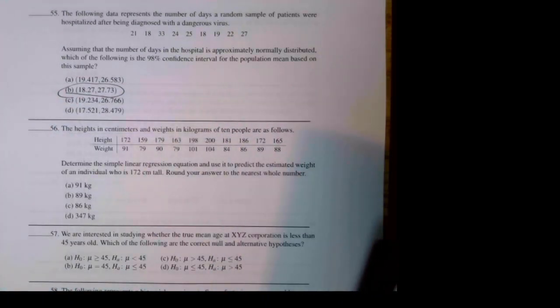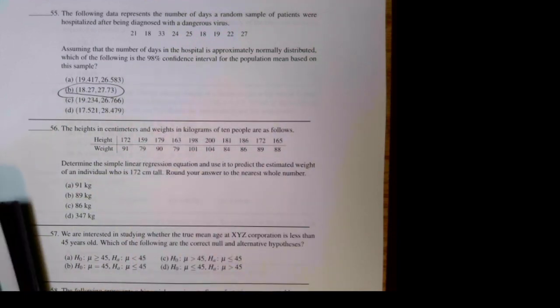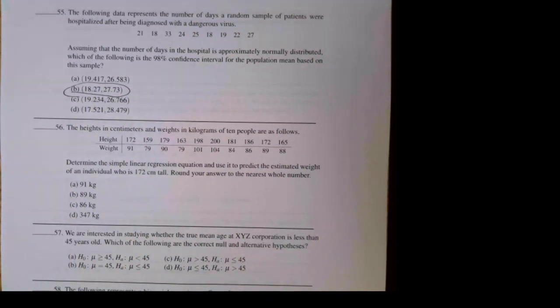56. The heights in centimeters and the weights in kilograms of 10 people are as follows, and there's a chart given. Determine the simple linear regression equation and use it to predict the estimated weight of an individual who is 172 centimeters tall. Round your answer to the nearest whole number. Okay, so how do you go about this? You're going to find a regression equation. Right? We're going to use it when we're done to predict the weight from the height. So the height will be our x and the weight will be our y.